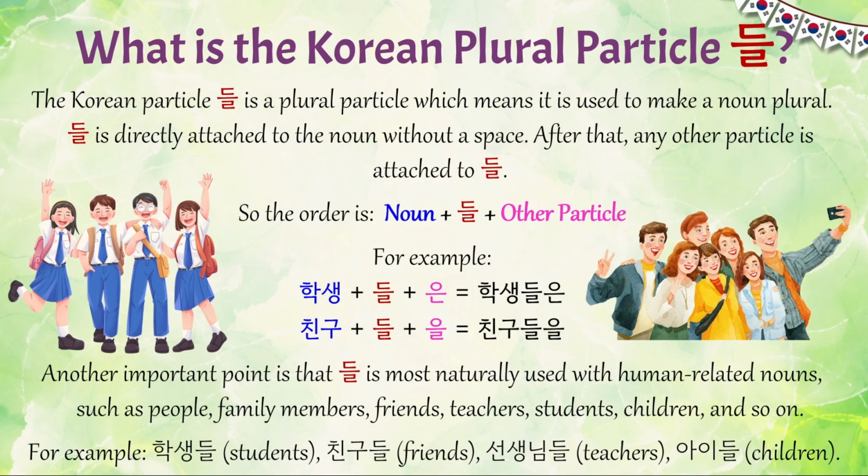One important thing is that 들 is most naturally used with human-related nouns such as people, family members, friends, teachers, students, children, other professionals, and so on. So you have to keep in mind that 들 is usually used with human-related nouns. For example, 학생들, 친구들, 선생님들, 아이들, like this. So this much is clear because it's very simple and very easy to use this particle.